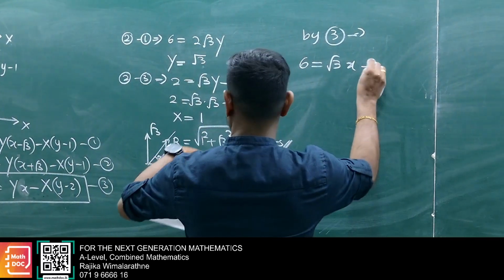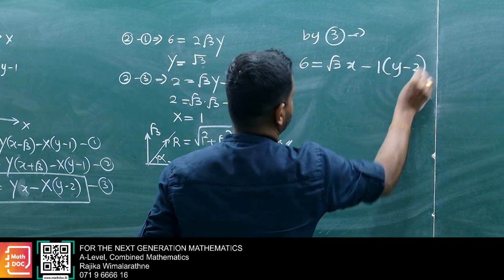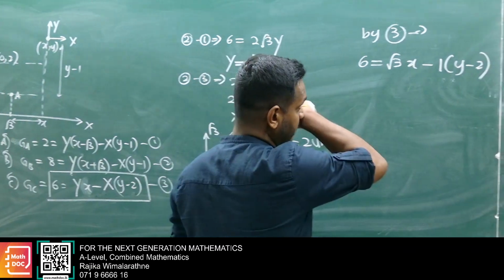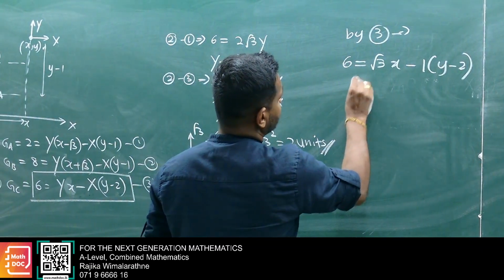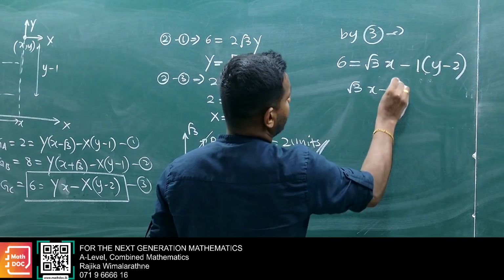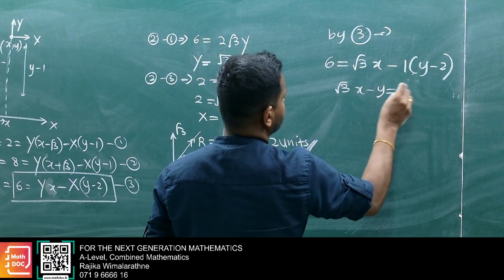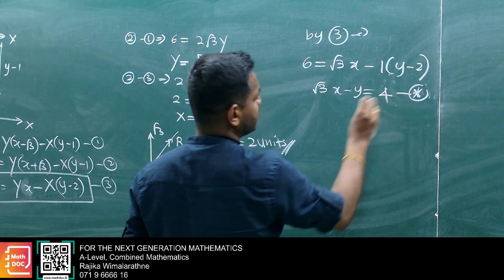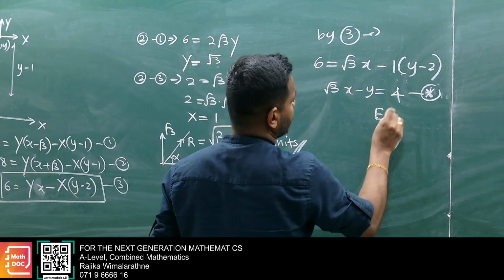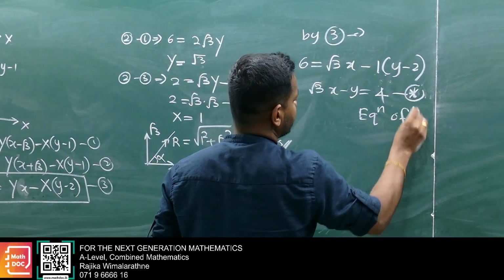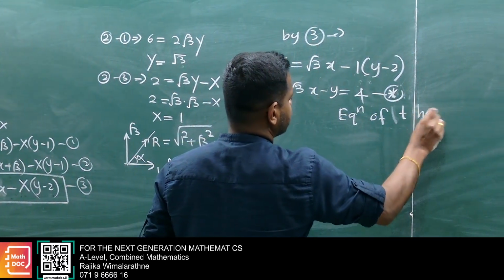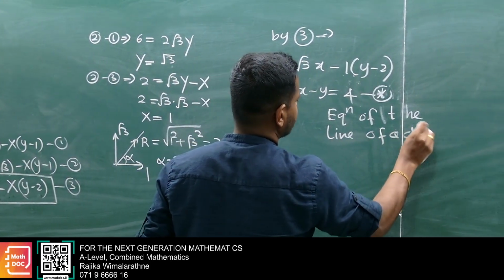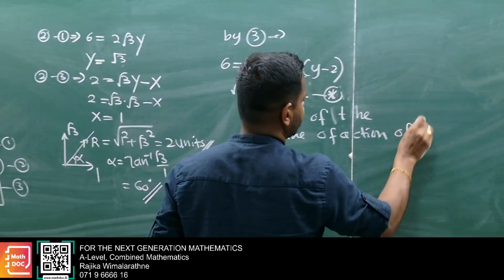x 1, here the line of action of the resultant. Let's simplify. Root 3 x minus y plus 2 equals 4. Here is the equation of the line of action of the resultant.